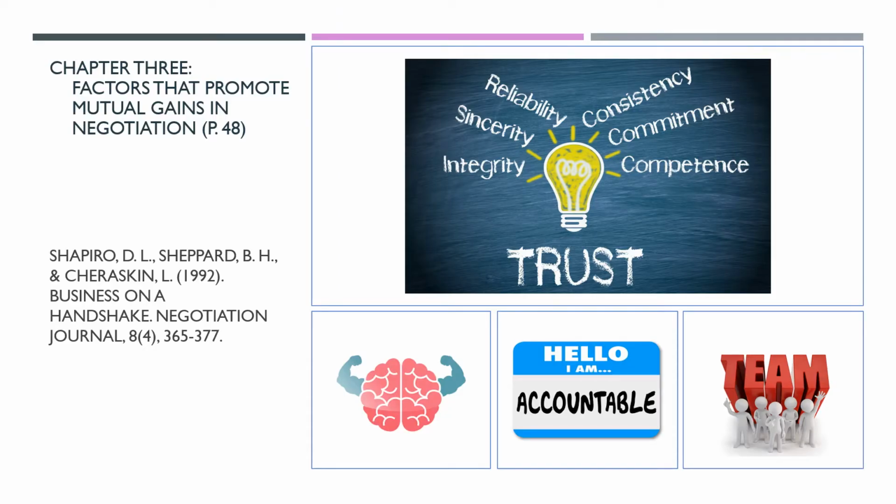The final concept I'll be covering is factors that promote mutual gains in negotiation in Chapter 3, page 48. This section talks about how important trust is in order for negotiating parties to move forward with compromising agreements and resolutions. The text discusses the 3 levels of trust that occur in business negotiations proposed by Shapiro et al.